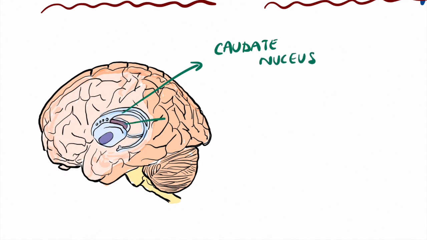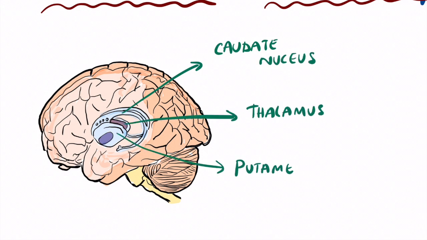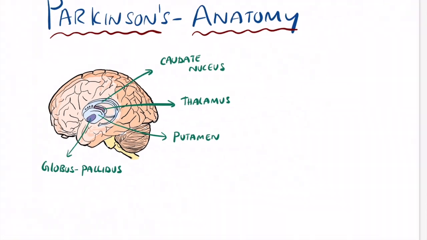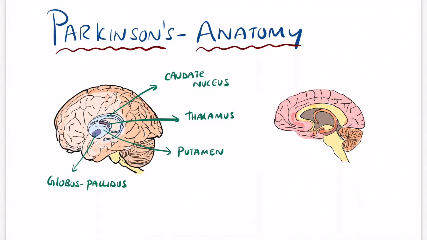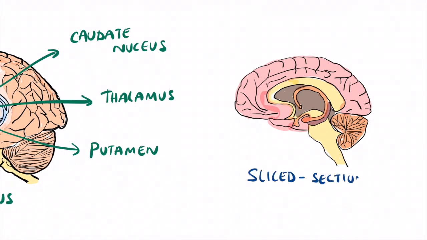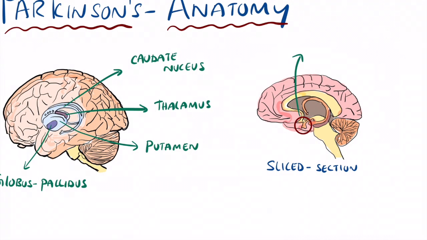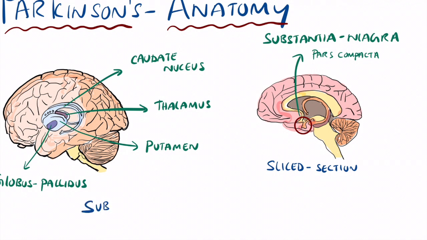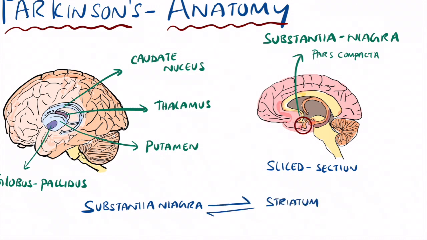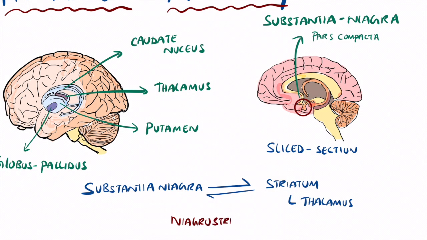So on screen you have the caudate nucleus, the thalamus, the putamen, and finally the globus pallidus. Underneath all this, if you take a sliced cross section, you would find a very specific area known as the substantia nigra pars compacta, and this is what we're interested in for Parkinson's disease because this is the area which is most greatly affected. The substantia nigra pars compacta is in direct communication with the globus pallidus, the striatum, which is the caudate and the putamen, and the thalamus, via the substantia nigra or nigrostriatal pathway.